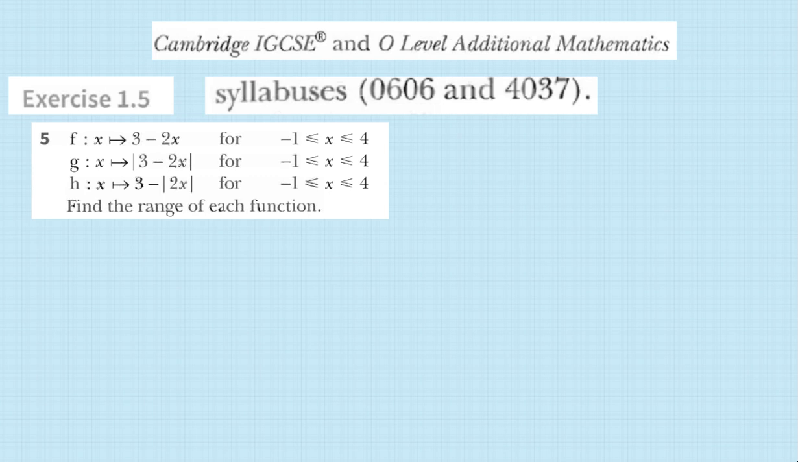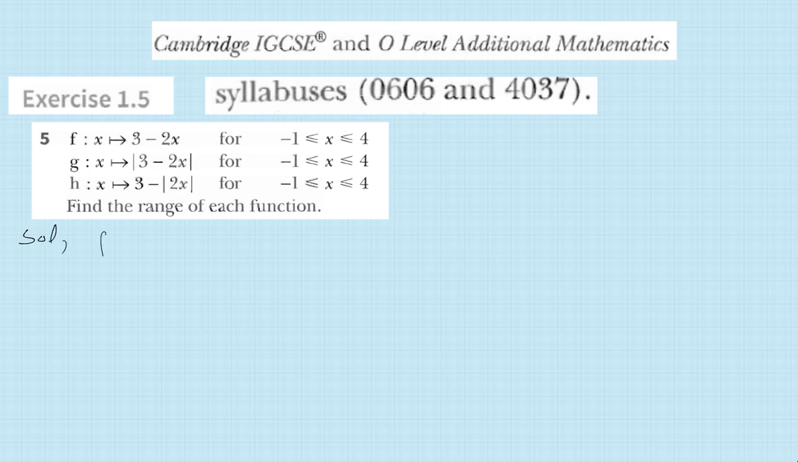Question number 5. What is question number 5? f(x) = 3 - 2x for -1 to 4. g(x) = 3 - 2x for -1 to 4. And h(x) = 3 - 2x for -1 to 4. Find the range of each function. Very easy question. Solution.